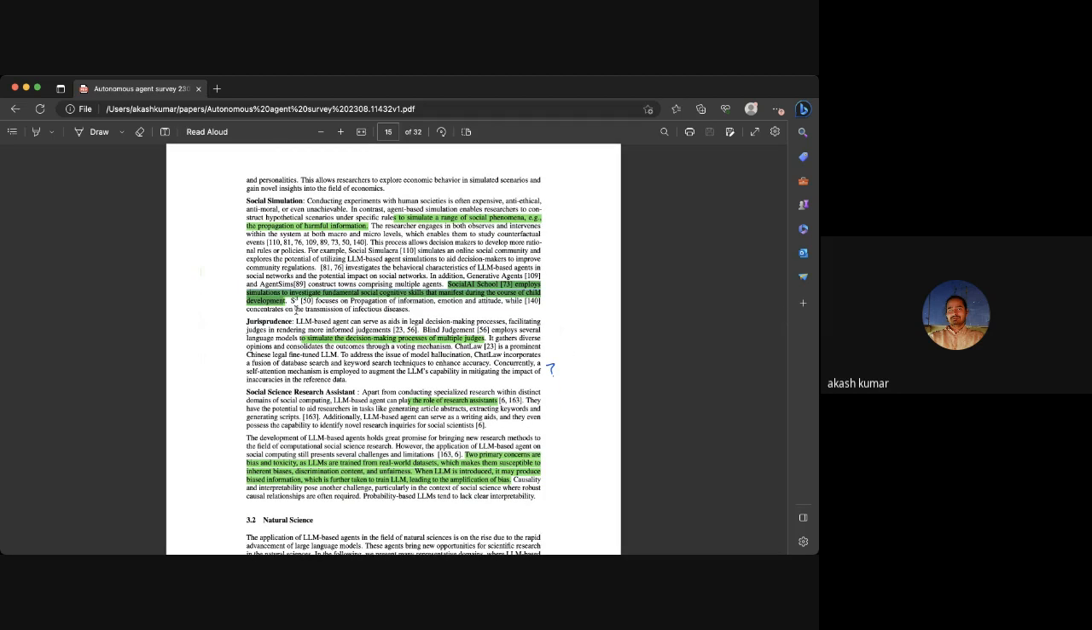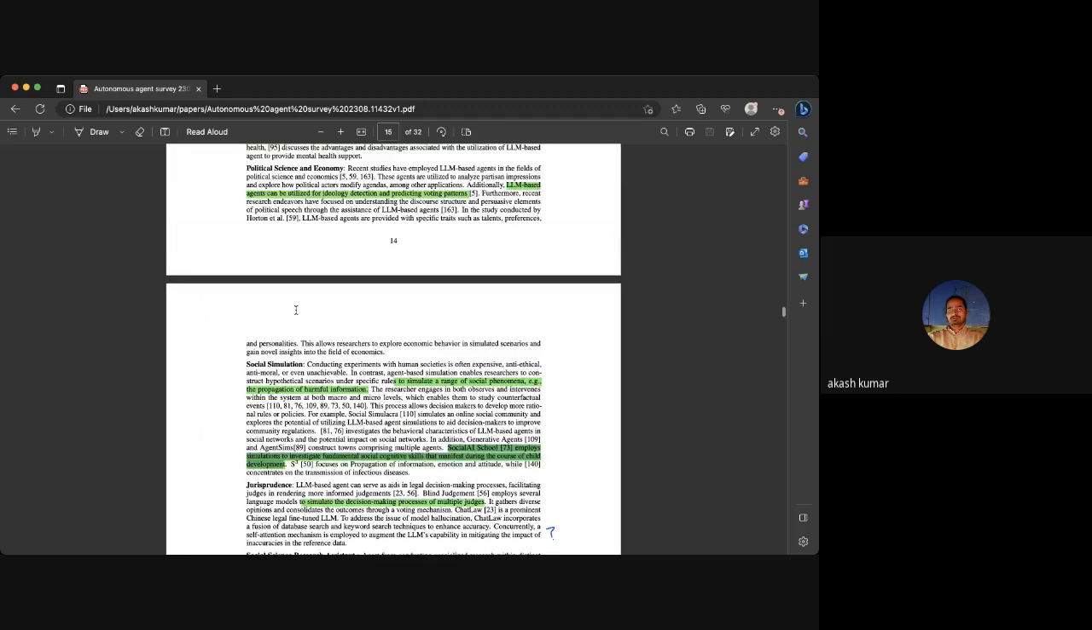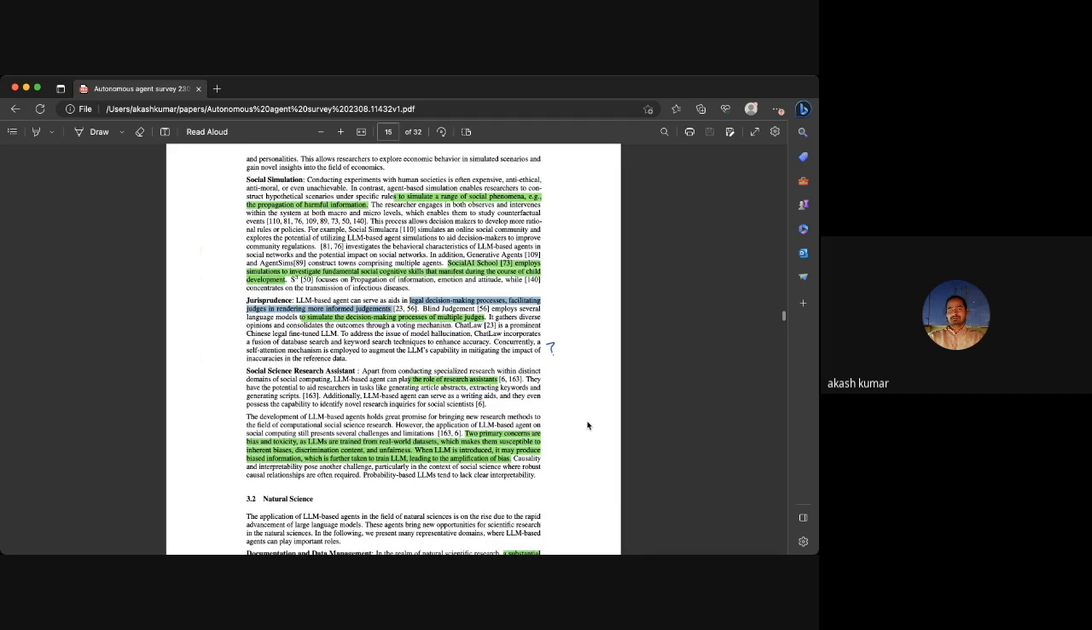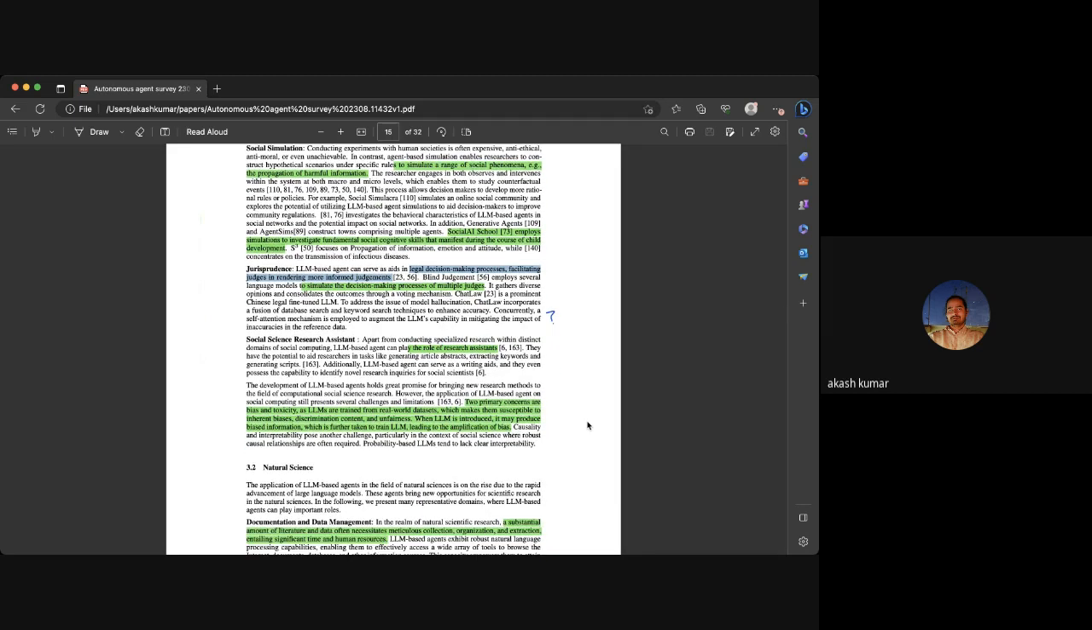Another use case in social science is jurisprudence. Basically, the LLMs are used to simulate the decision making process of multiple judges, so they can be used in legal decision making, facilitating judges in rendering more informed judgments. So this is another social aspect in which there has been active use of LLM based autonomous agents.